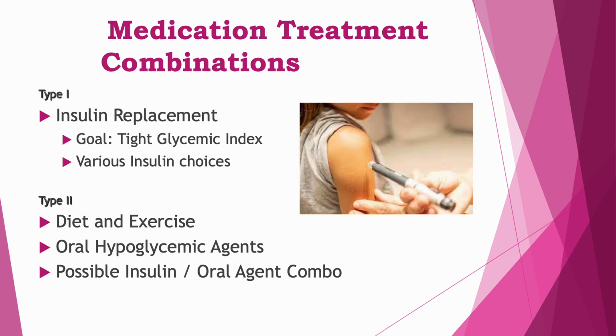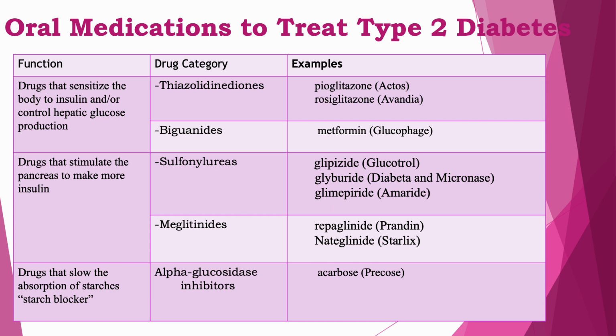Managing diabetes can be done through insulin replacement and/or oral hypoglycemic agents. And we're going to go over these two in a bit. And they're going to have diet and exercise in their regimen as well. So let's go over your oral medications to treat type 2 diabetes.